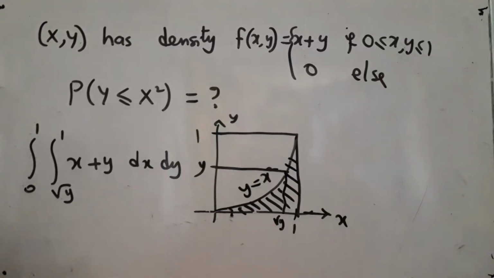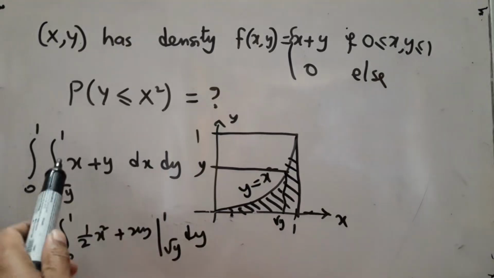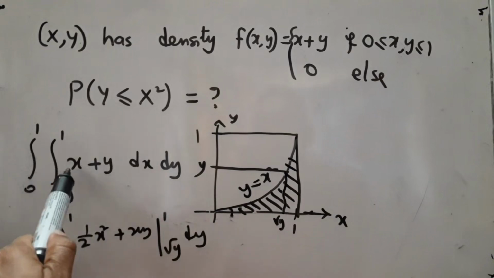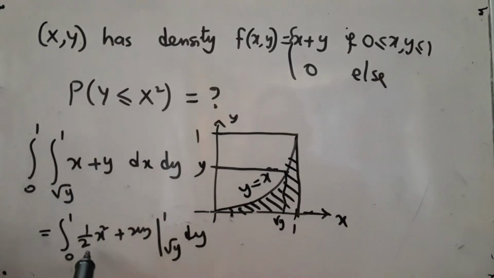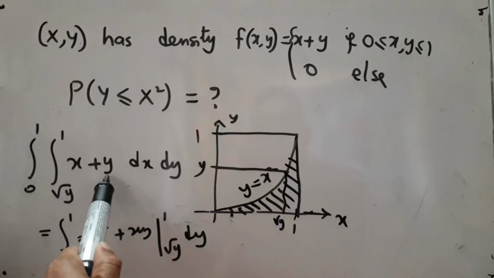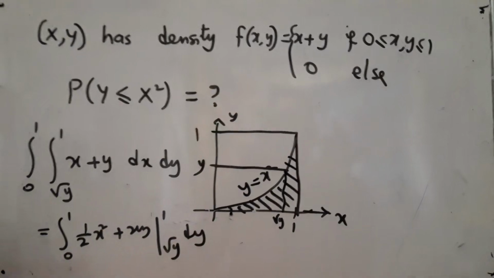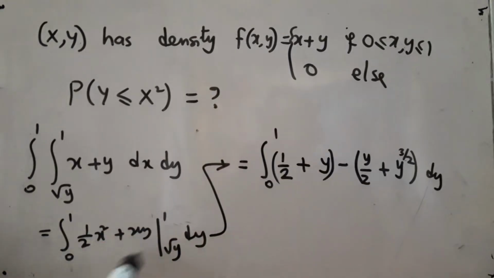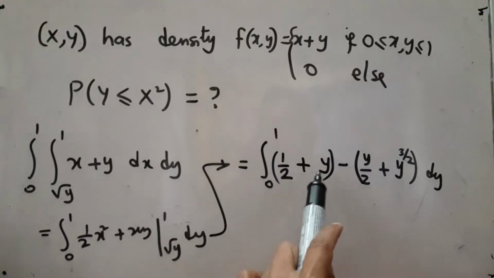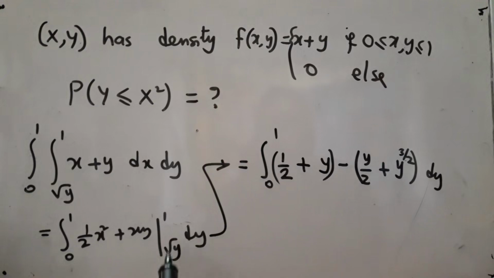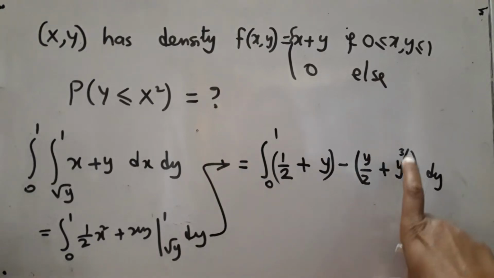Now I can proceed mathematically. In the first step, I am doing the inner integral. X is what I am integrating with respect to, so it becomes half x squared. Y behaves like a constant, so it becomes xy. And I have these two endpoints. When I put 1 here, remember I am putting x equal to 1, this becomes half and this becomes y. Then I put x equal to root y here, so this becomes y by 2, and this becomes y to the power 3 by 2. And now it is a simple integration which you can finish yourself.